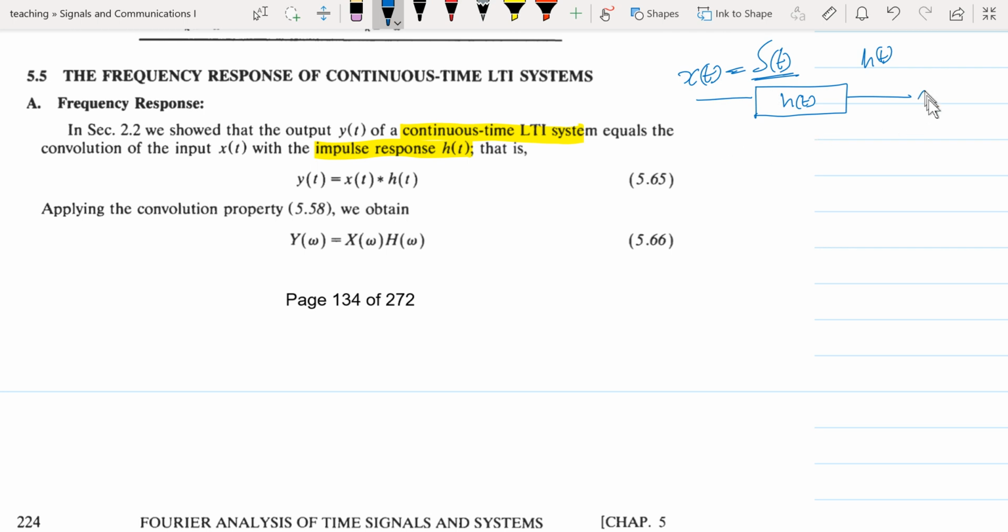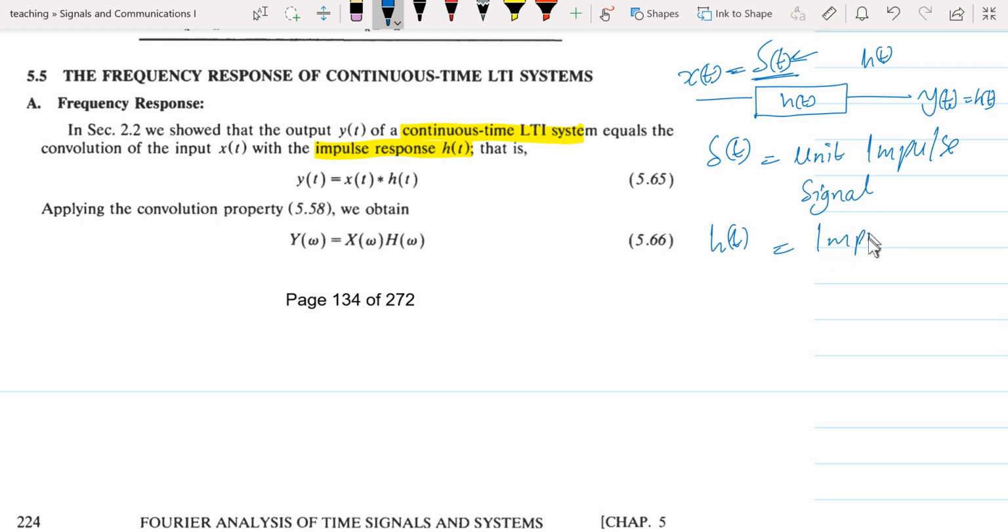And we said that the output y of t is equal to h of t, particularly when the input is delta of t, and the delta of t is the one that we defined as the unit impulse signal. The h of t, we called it the impulse response.